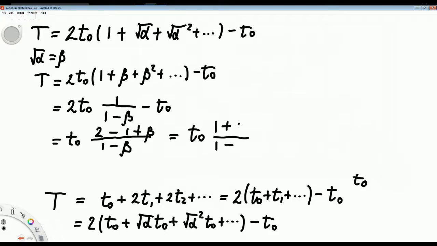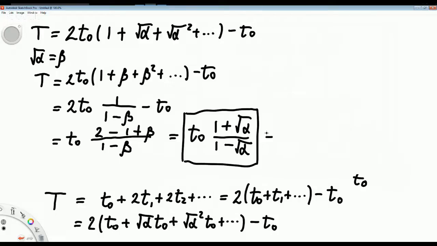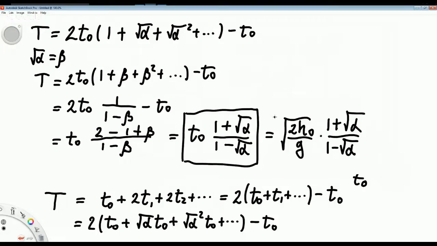But okay, let me just remember again that beta was just square root of alpha. And this is our final answer. So this is the total time taken throughout the entire process. And if you like, we can also just remember that t naught in terms of h naught was just the square root of 2h naught over g. So this is also a valid answer.